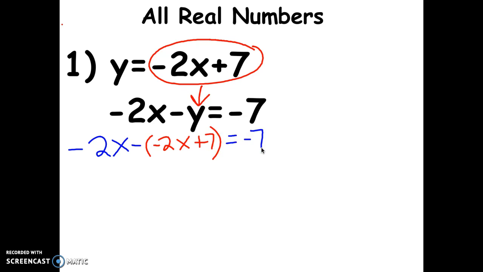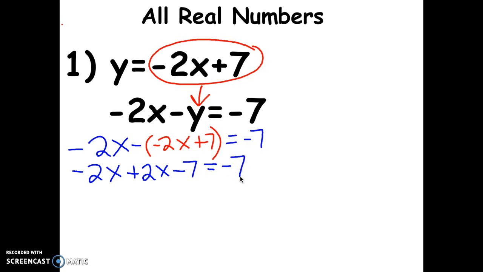Okay, so this part is just a review. You know how to plug it in. This should not be an issue. So let's go ahead and distribute. So we have -2x. Negative times -2x is positive 2x. And negative times positive 7 is -7.